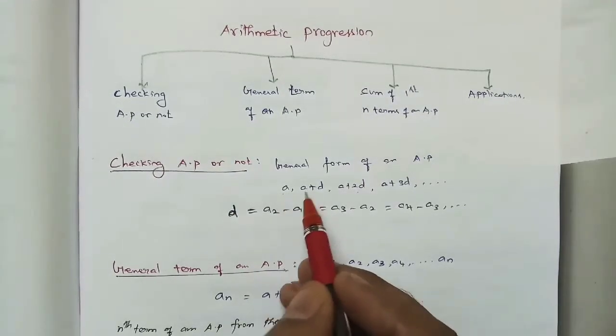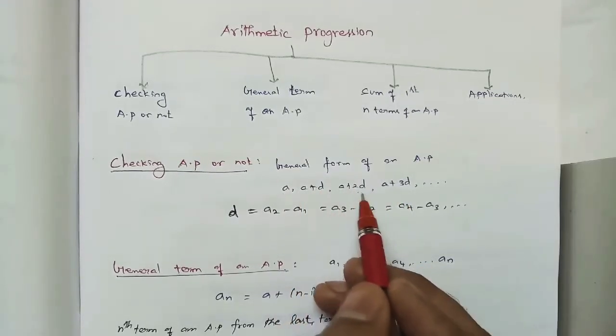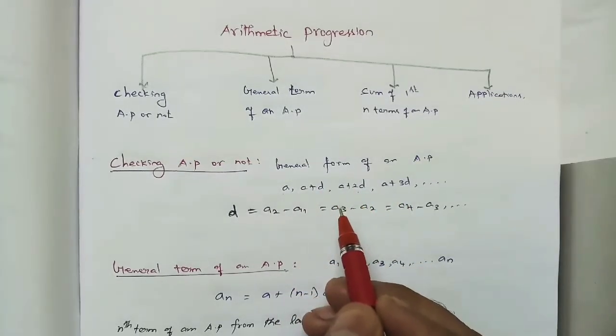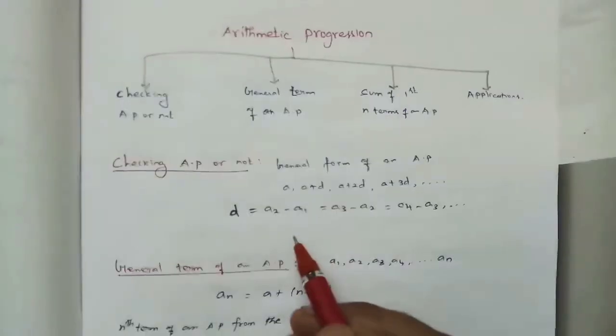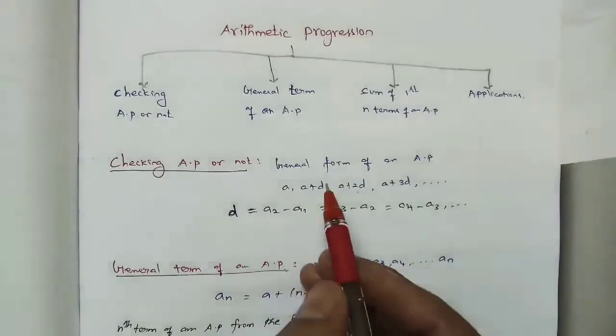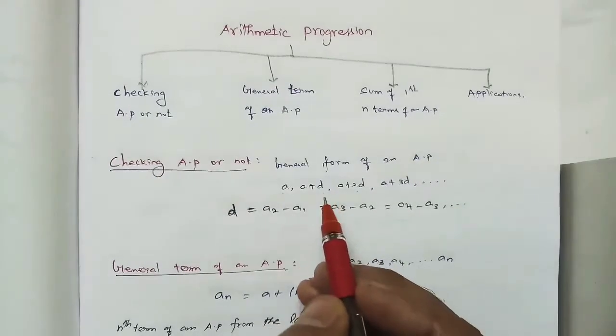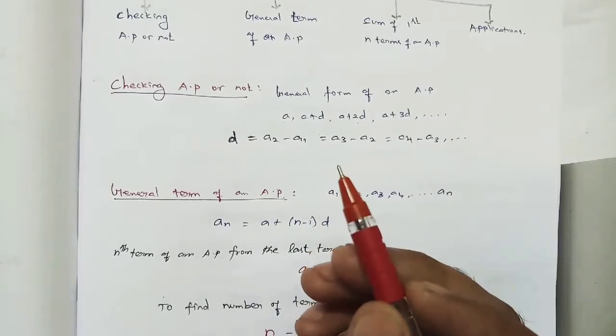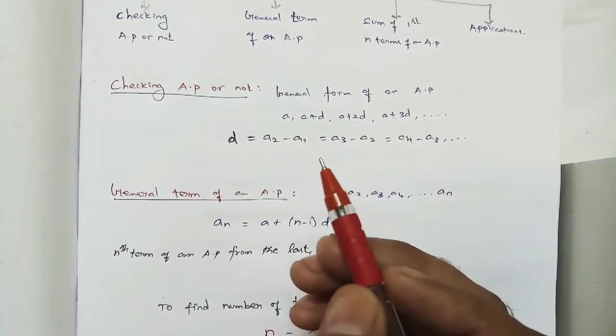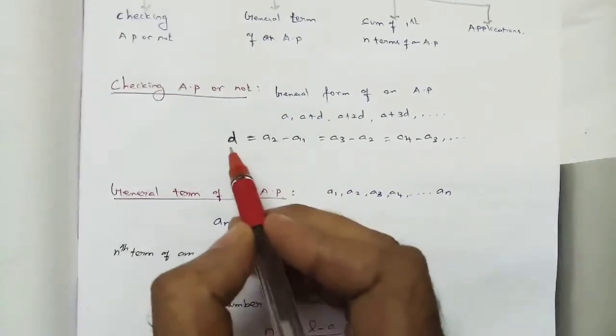Here d alone is increasing. The same d is the common difference. If they give a sequence and ask you to check whether the given sequence is an AP or not, we have to find d, that is the common difference.